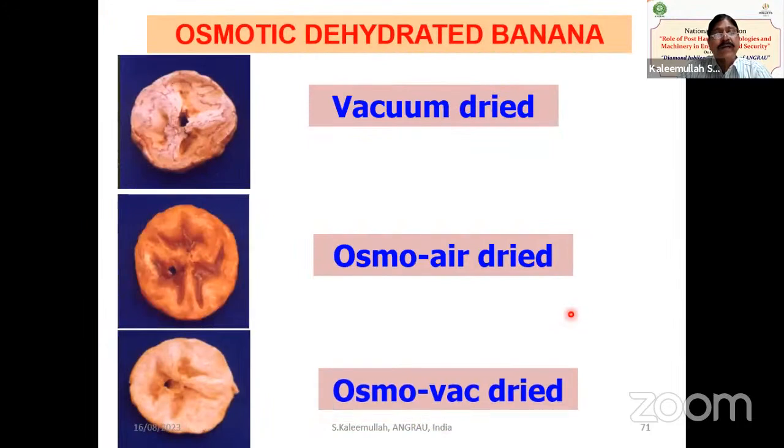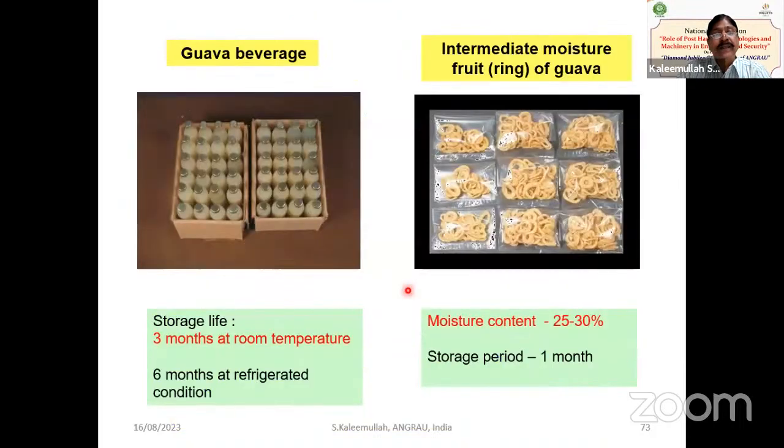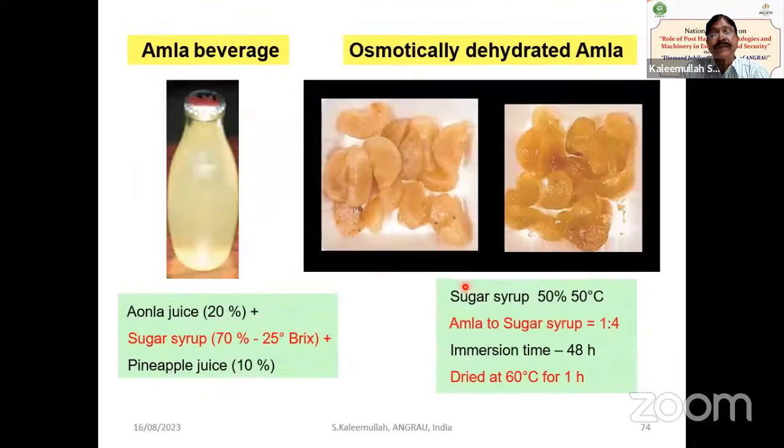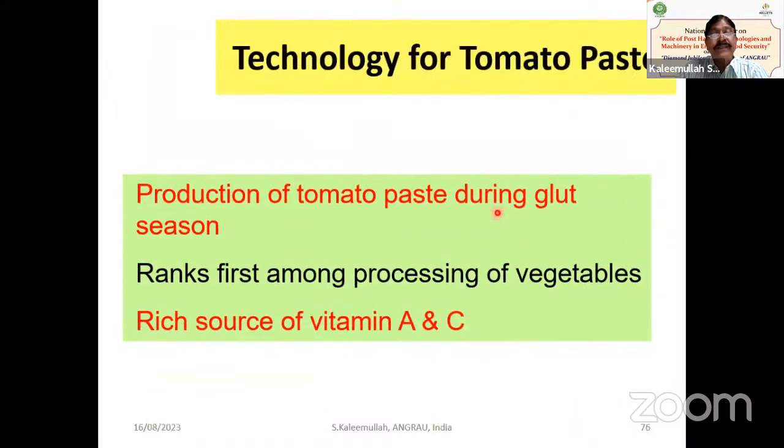And you can see the quality of these produce by vacuum dried, osmotic dried, and osmo vacuum dried. And similarly, the guava bar can also be prepared by osmotic dehydration technique. Other one is the guava beverage, intermediate moisture foods we can prepare. And this is the amla beverage and osmotically dehydrated amla, you can have it. And the amla powder, amla toffees.